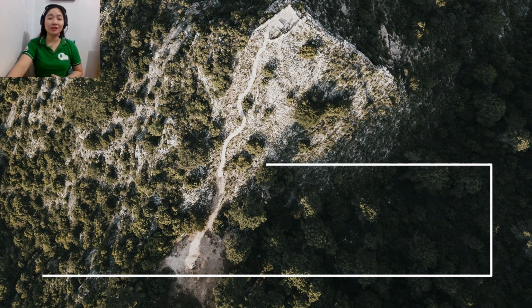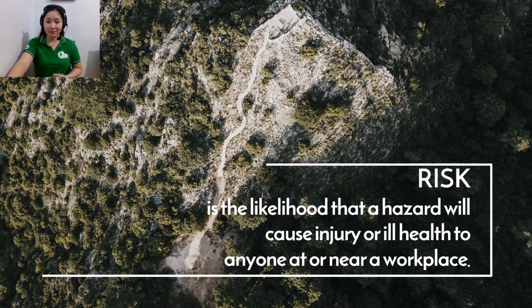Class, we have the term risk. Risk is the likelihood that a hazard will cause injury or ill health to anyone at or near a workplace. The level of risk increases with the severity of the hazard and the duration and frequency of exposure. So class, what is exposure? Exposure occurs when a person comes into contact with a hazard.